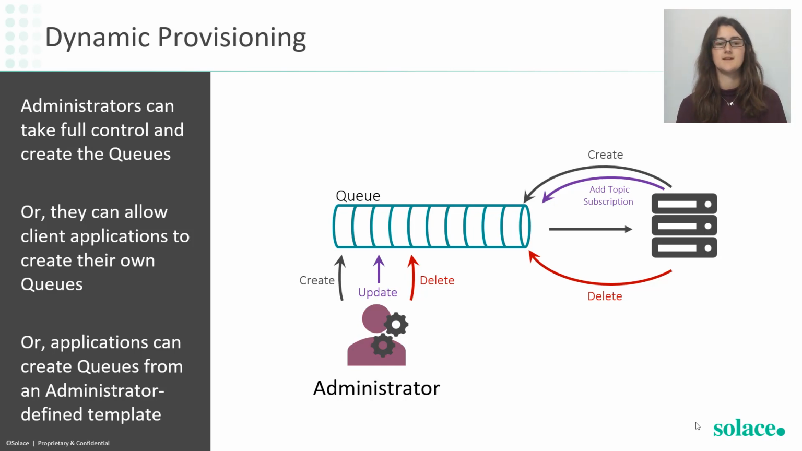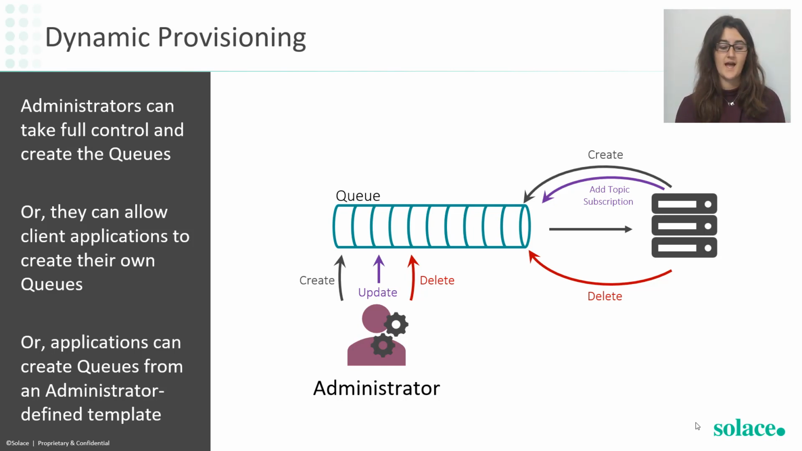Now, what if you want to meet somewhere in the middle? As an administrator, you want your client applications to create the queues, but you don't want them to create with any properties available. You can create what's called a template or create from queue. And when a client application goes to provision a queue, they would basically copy and paste that template queue and give it a new name.